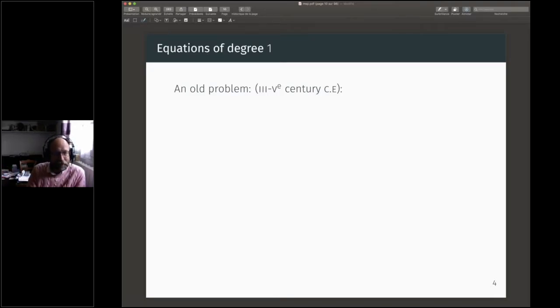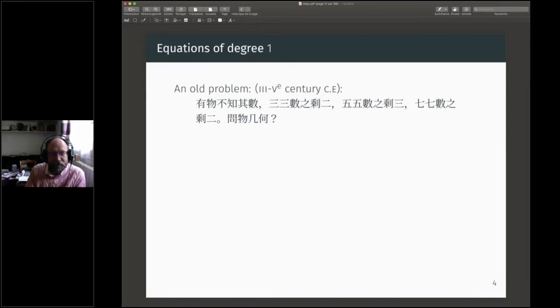And there is a very old problem. So it's between the 3rd and 5th century of the Common Era. And the problem says the following. Now I can't read that, but presumably at least some of you can. It would be great if one of you could read it aloud. If one of you can translate this, please raise your hand. We'll turn on your microphone.